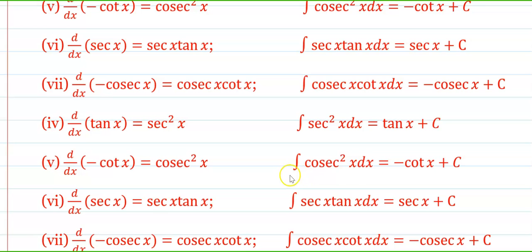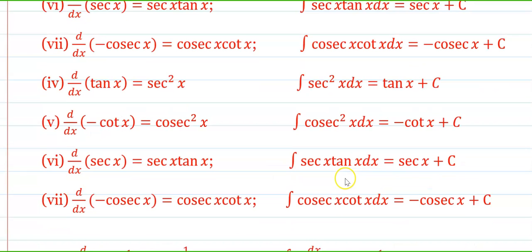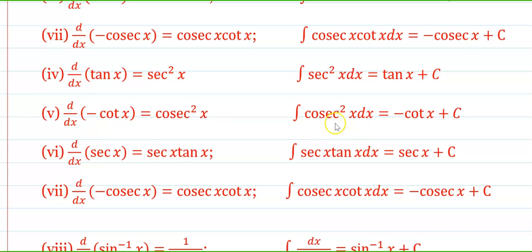Again, suppose that I want to find out the integral of cosec square x. Then again the question: which is the function whose derivative is cosec square x? The derivative of minus cot x is cosec square x, and hence the integral of cosec square x is nothing but minus cot x.